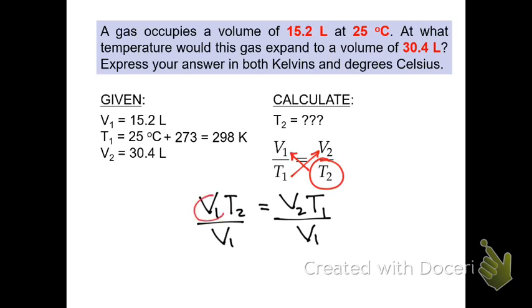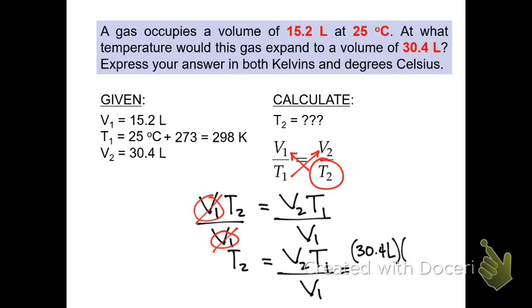So V1 would cancel out, leaving you with T2. So this is the equation that we get, and all you have to do now is plug in the numbers. So we have V2, which is 30.4 liters, and multiply that by the initial temperature, which is 298 kelvins. And divide this entire thing by the initial volume, which is 15.2.